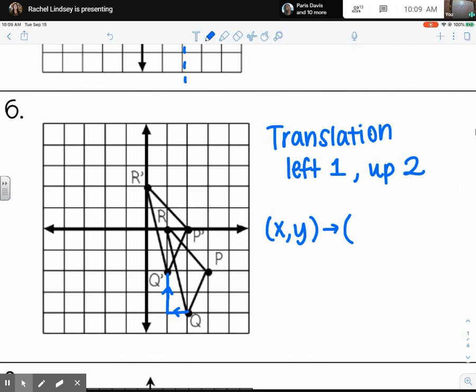So what's my coordinate rule for that? It's x minus 1, y plus 2. So for every x value, you subtract 1. Every y value, you add 2.